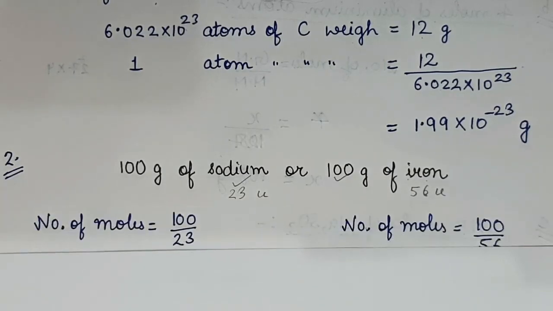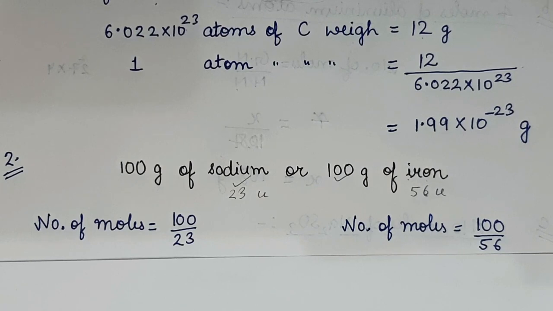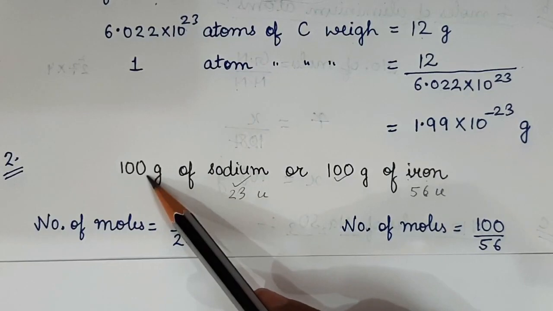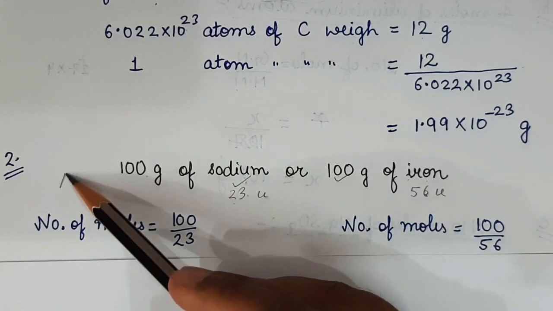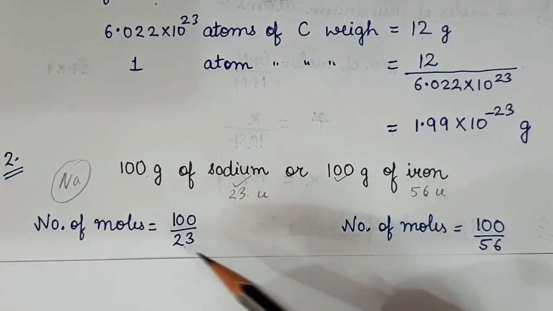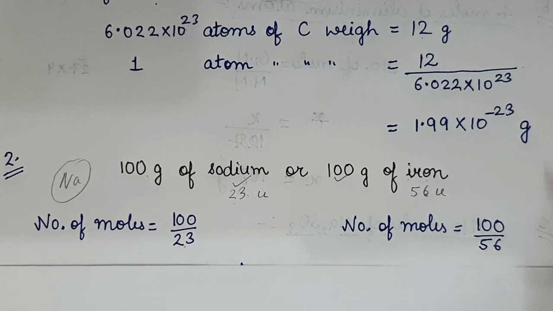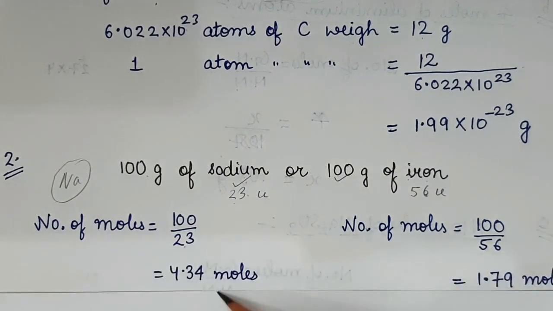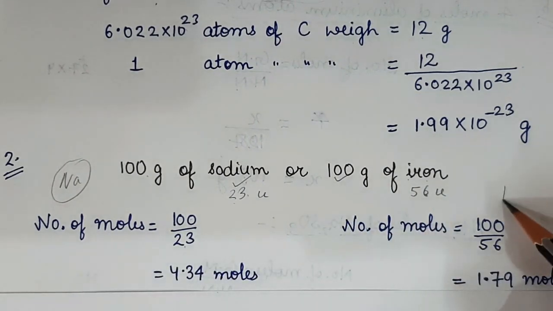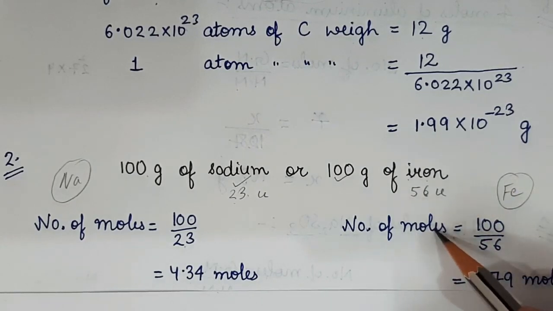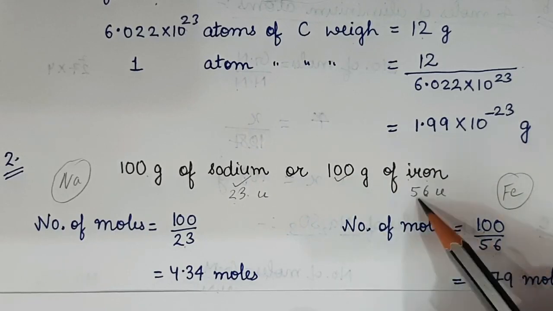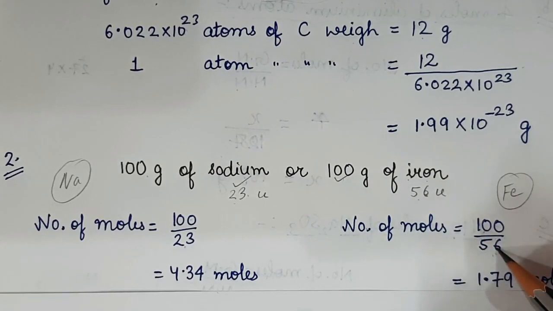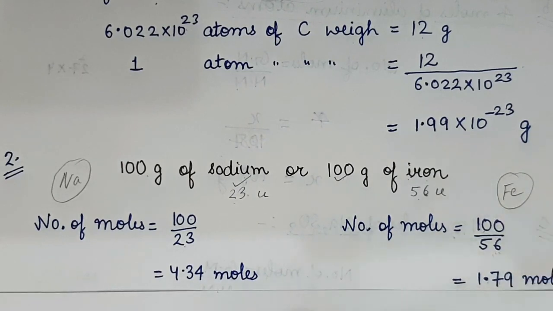So first calculate the number of moles. What is the number of moles? Given mass upon molar mass. So given mass is 100 and molar mass is 23. We are taking first for sodium. So 100 by 23. That will be 4.34 moles. Now calculate for iron also. Number of moles is equal to given mass, that is 100, divided by molar mass. Molar mass is given 56. So 100 by 56, that is 1.79 moles.